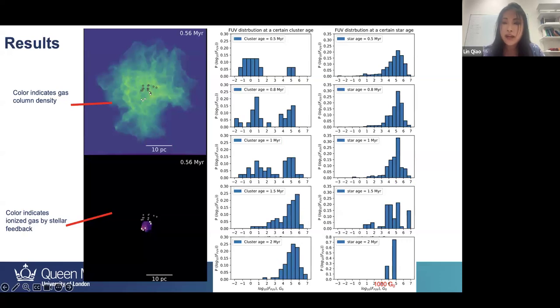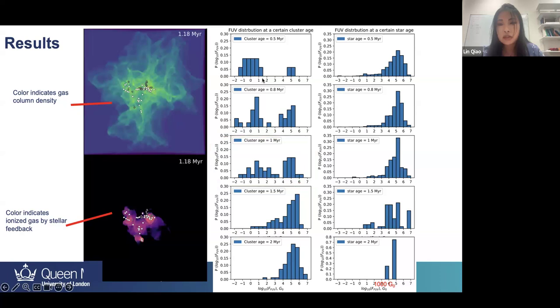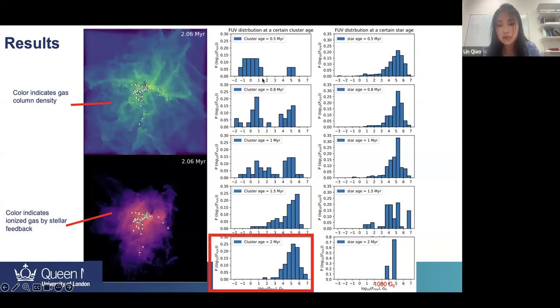So I first looked at the statistics of the FUV field incident upon disks in the clusters. The left-hand side panels show the probability distribution of FUV field incident upon all disks that exist at a certain time snapshot of cluster age. From top to bottom, it is cluster age of 0.5 million years, 0.8 million years, 1 million years, 1.5, and 2 million years.